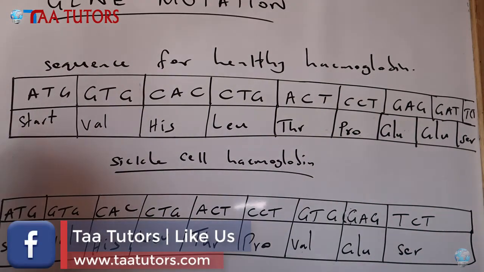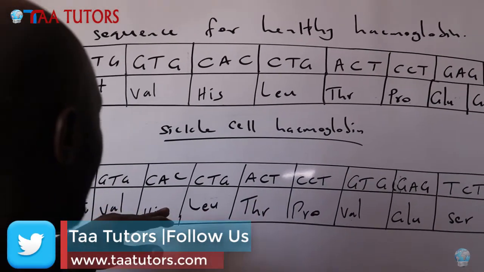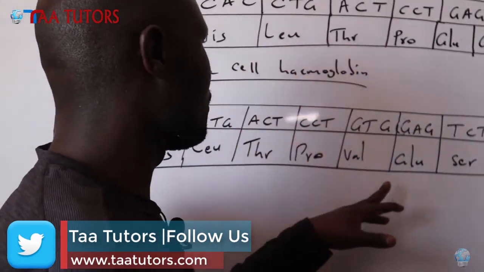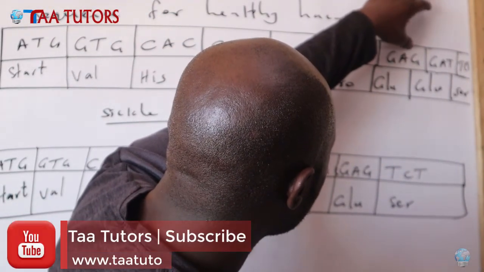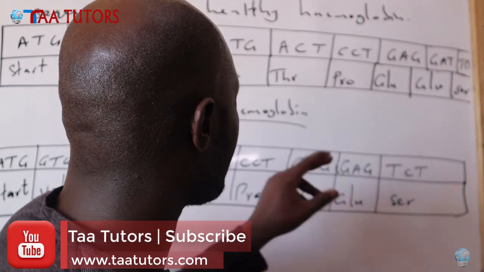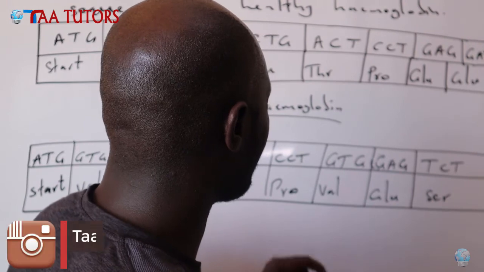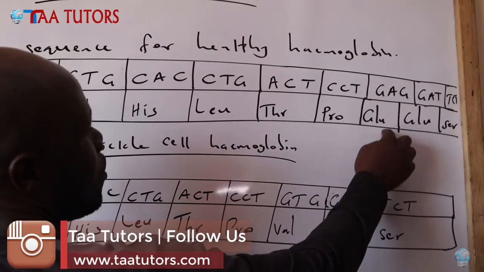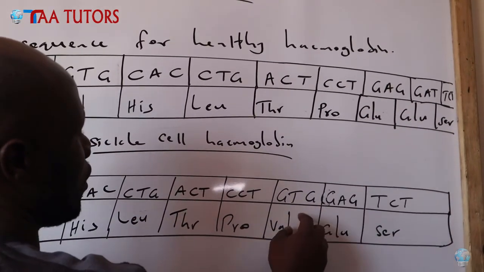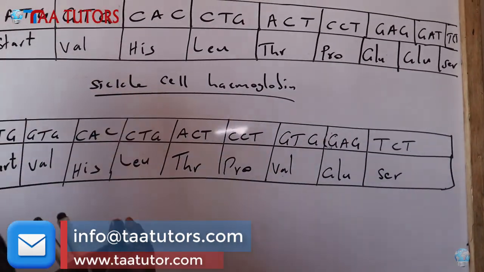But let us look at what has happened in this particular individual. If we compare all of these amino acids, they are all okay, except when we reach here, where the A has been replaced by a T. That is a mutation. The code here is a new code which gives a new amino acid, not the glutamine we were intending to have. So we have the valine.